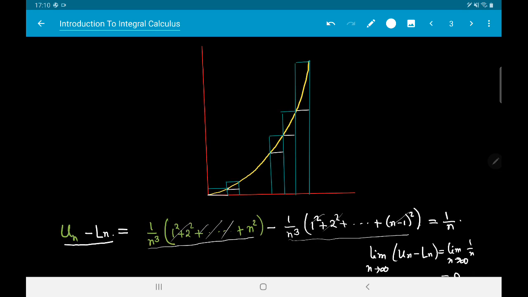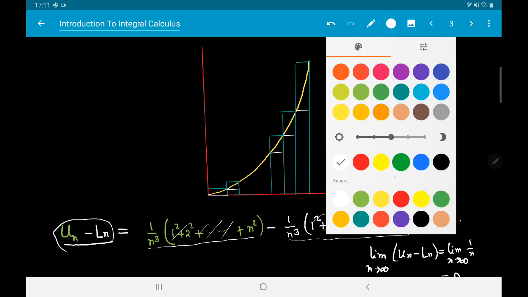Let me just give you a geometric perspective of this. So what is the area in this picture, or what is the number? How do we get this expression un minus ln? You can see that un is the area of the bigger rectangles, and ln is the area of the smaller rectangles. So this geometric intuition will be useful. So what is un minus ln?